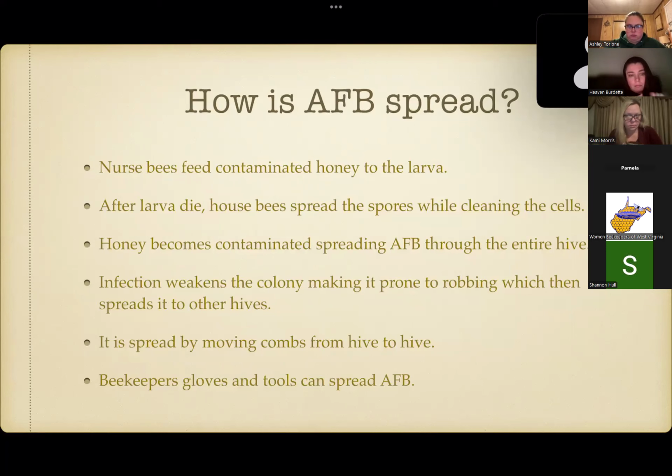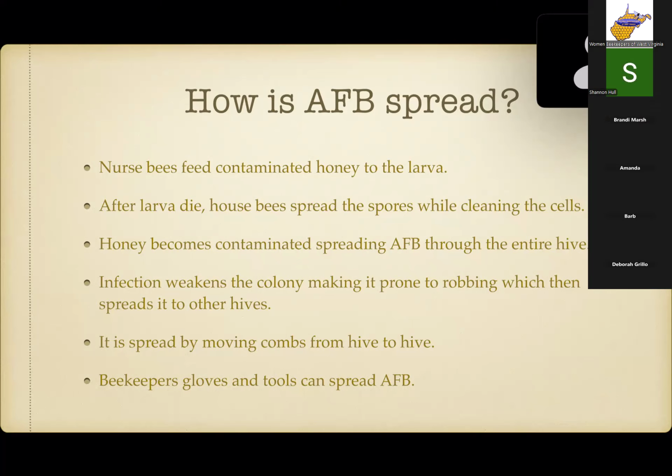So how does AFB get spread? And this is where it's scary. The nurse bees feed contaminated honey to the larva. They get sick and they die. After the larvae die, the house bees come in to clean out those cells. But now when those house bees clean out the cells, they're spreading those spores everywhere they walk. As those bees walk around, they put those AFB spores, the little dried stuff that lasts for 80 years, and it contaminates the honey.